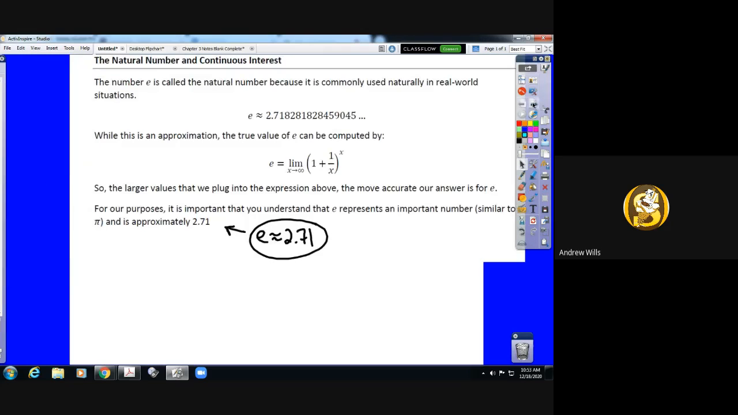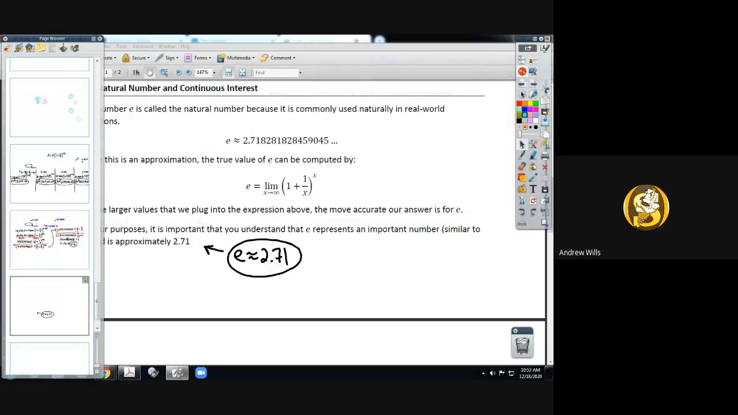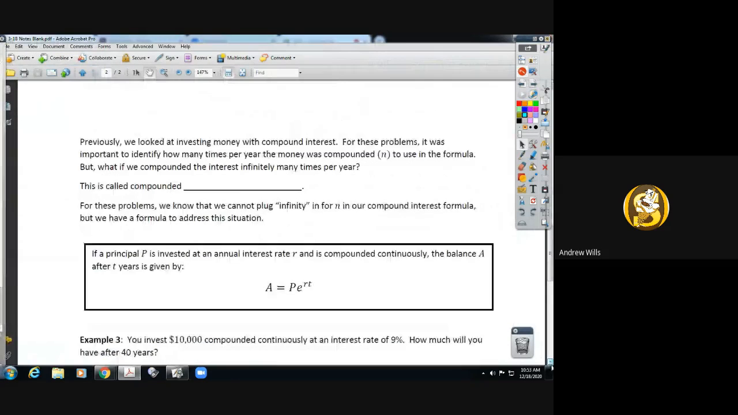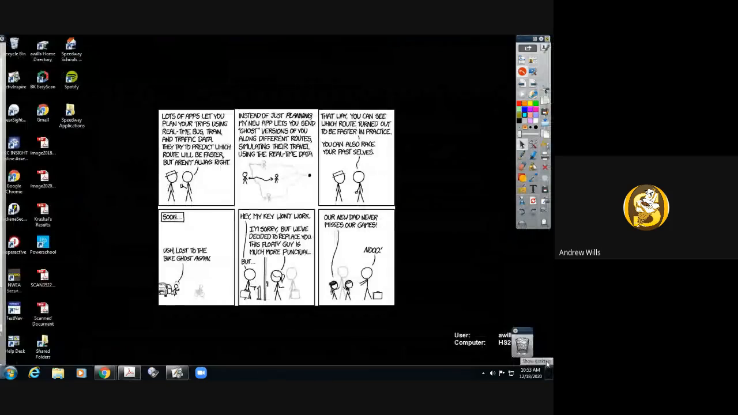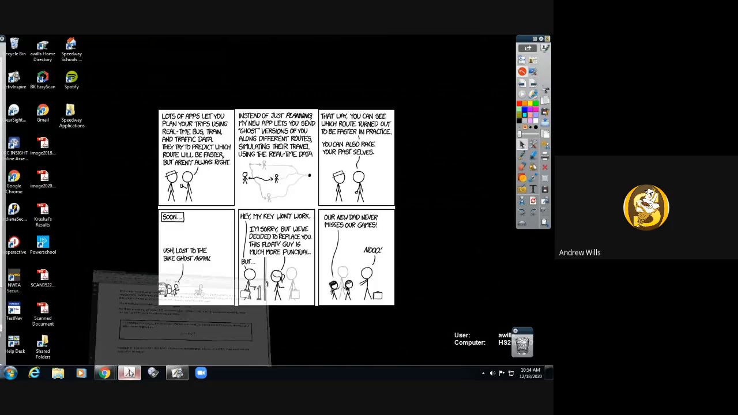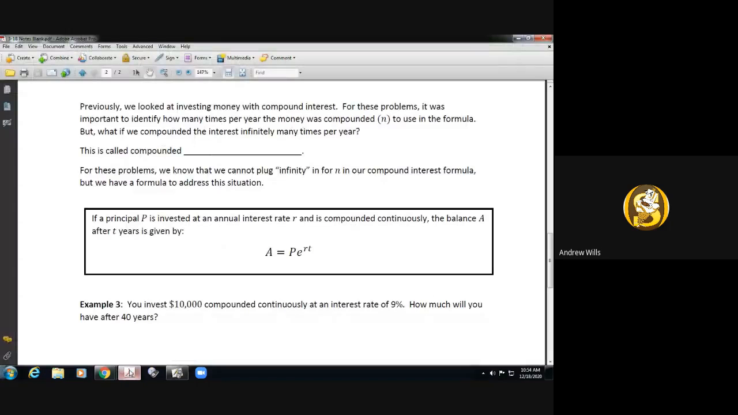Let's put that in there. And back here we go. Come on. Come on. There we go. All right. So let's talk continuous interest. Essentially, continuous interest is where the... Uh-oh. What did I screw up? No. Come back. There we go.